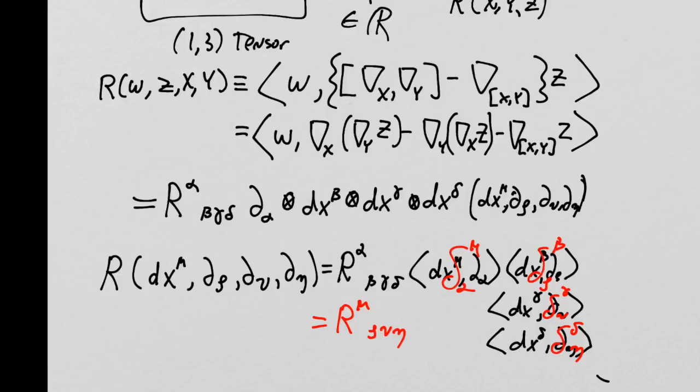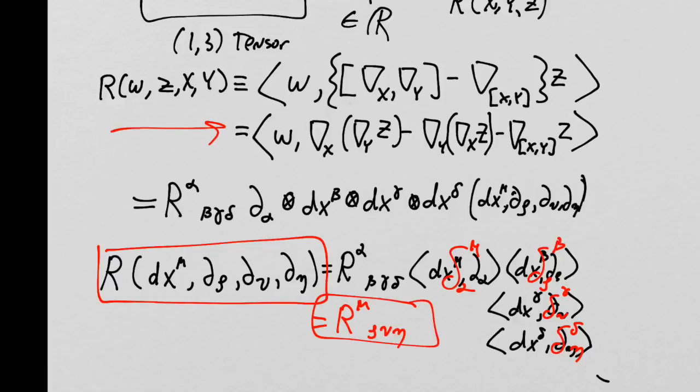And so that's the calculation, right? That's the calculation we have to do. So we have to now calculate this guy using this definition of things. And then we will ultimately have our coordinate expression for these components.